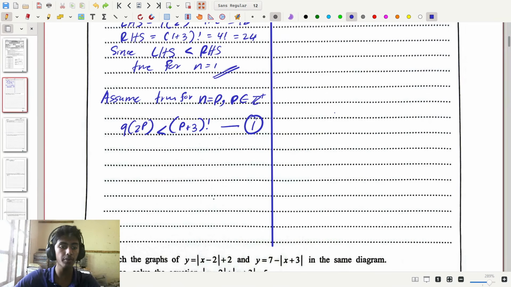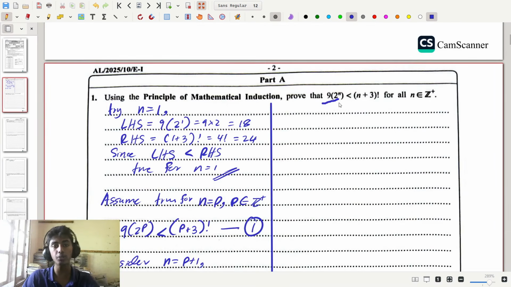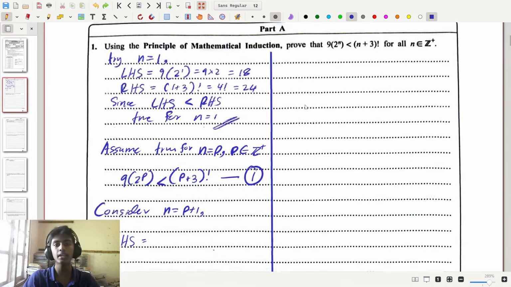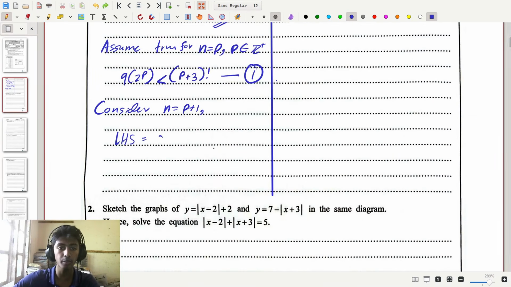So we're going to go down here and say consider the next value of n, which is n equals p plus 1. For n equals p plus 1, we again have an LHS and an RHS. The LHS, when you substitute n equals p plus 1, is going to be 9 times 2 to the power of p plus 1.